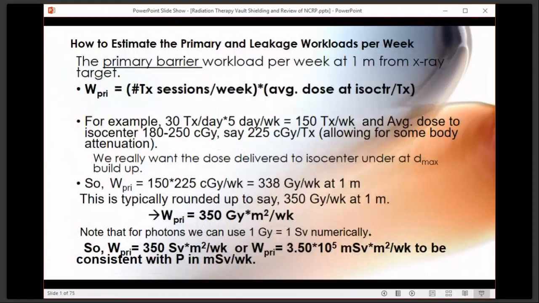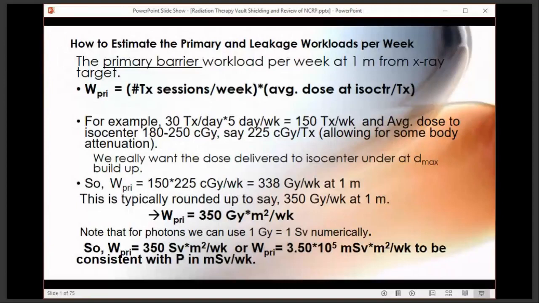How do we estimate the primary leakage radiation workloads per week? The primary barrier workload per week at 1 meter from the X-ray target is typically estimated this way. You take the total number of treatment sessions per week times the average dose at isocenter per treatment, and that product gives you the workload. For example, if you had 30 treatments per day times 5 days a week, that's 150 treatments per week. And the average dose at isocenter was, say, 180 to 250 centigray, and we took 225 as a representative centigray.